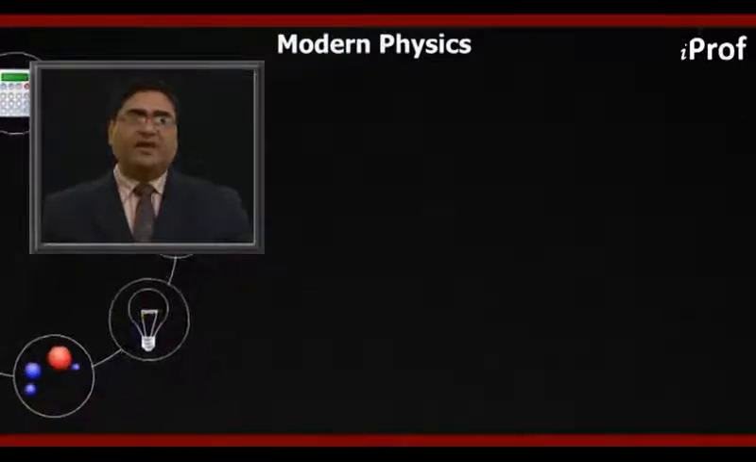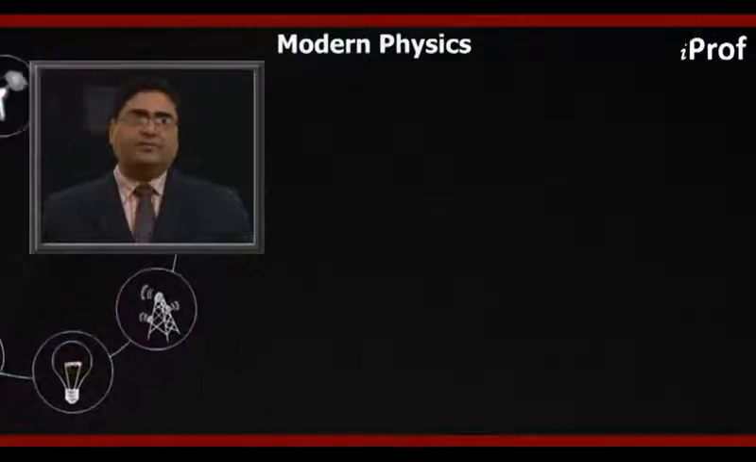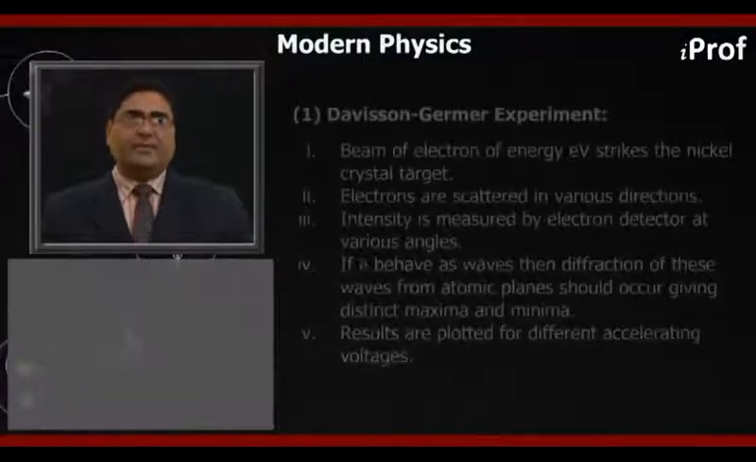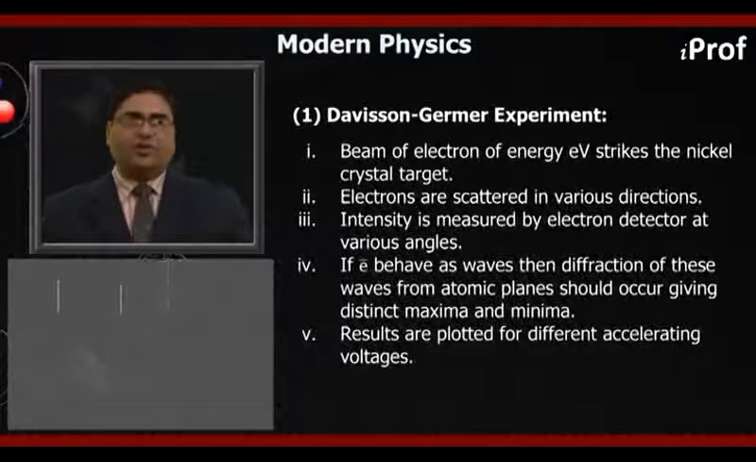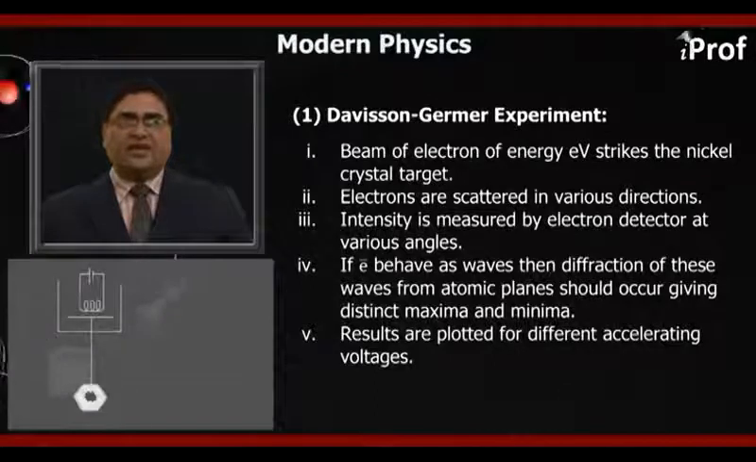The aim of both the experiments is to prove the wave nature of electron. First, let's see the Davisson-Germer experiment. The figure shows the experimental setup. There are three components of the experimental setup: one is the electron gun, second is the nickel crystal, and third is the electron detector.